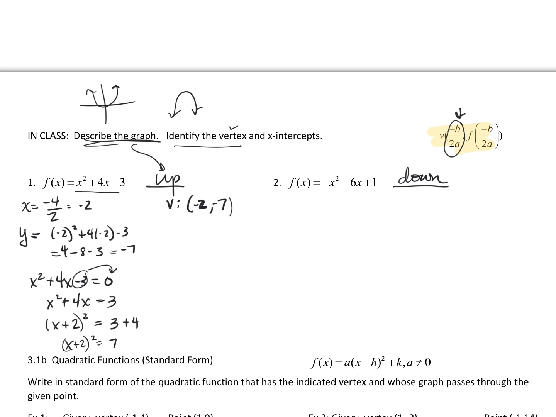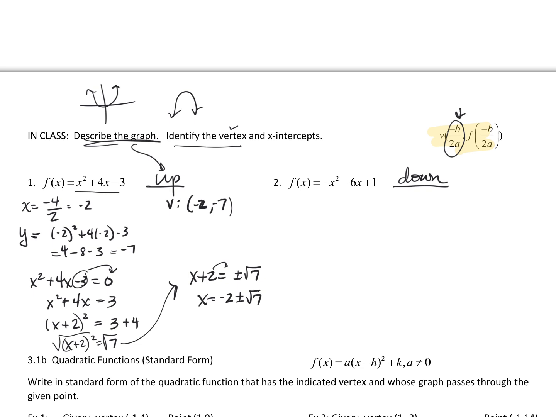Then what? Then we've got to take the square root of both sides. And then I'll have x plus 2 equals plus or minus the square root of 7. Move the 2 over, so it's going to be subtracting. And there it is. Is that 2 solutions in one? Yes. How do you know?